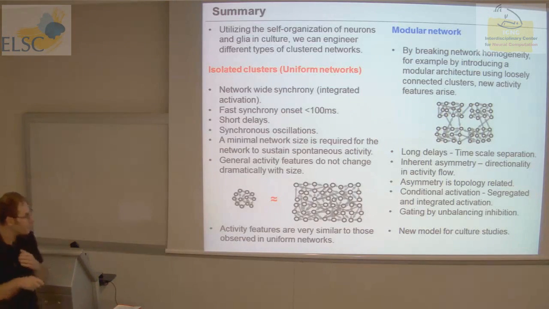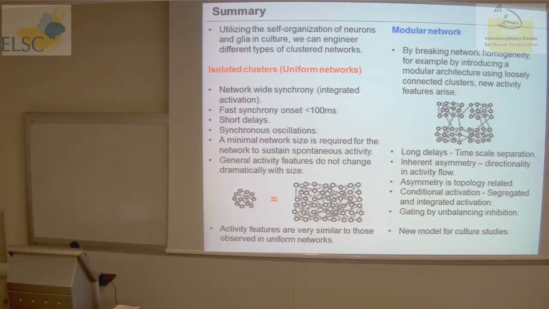And those features include long delays. And if you think of long delays in terms of information processing, then they can be very helpful, because if you want to separate in time across different processes, then those long delays can be very important. Also, we've seen that there's an inherent asymmetry between pairs of clusters, and also that this asymmetry is affected by the topology of the embedding network.